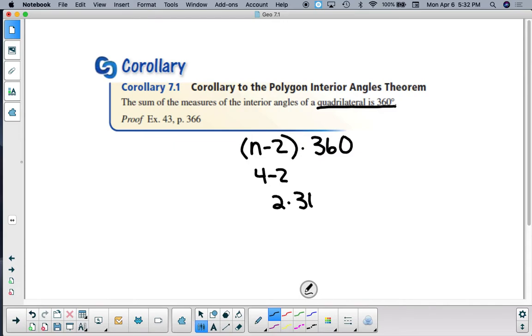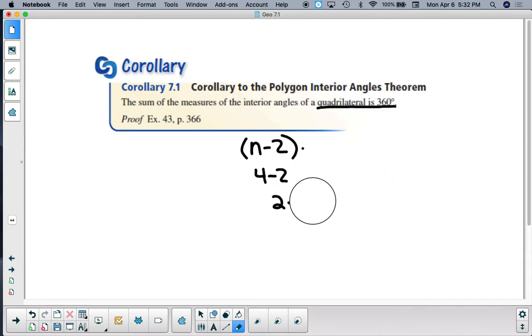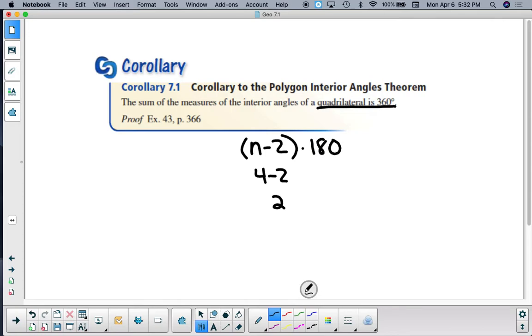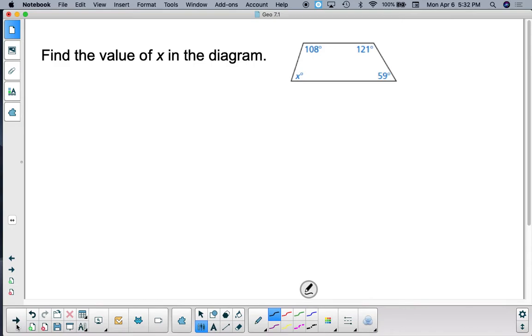Take 2 times 360. I'm sorry, it's not 360. I just wrote the formula down, right? 180. So 4 minus 2 is 2. 2 times 180 is 360. So you could have gotten it with the formula, or you can just remember that 4-sided figures have a sum of 360. Alright, which makes these problems easier.